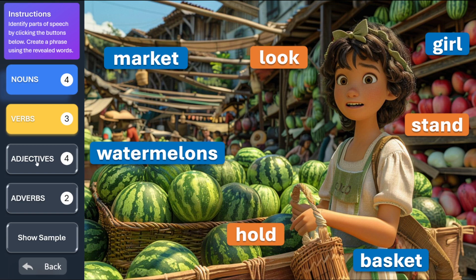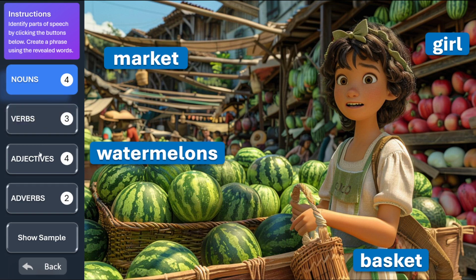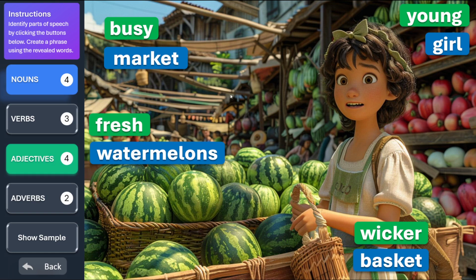But if we wanted to add more, we could add some adjectives. Let's take away the verbs to make it a little cleaner. We say, okay, how can we describe these nouns? Like what type of girl, or what type of market, or watermelons? So we might say it's a young girl, and it's a busy market, and there are some fresh watermelons. I might say it's a wicker basket, which is this type of straw material.